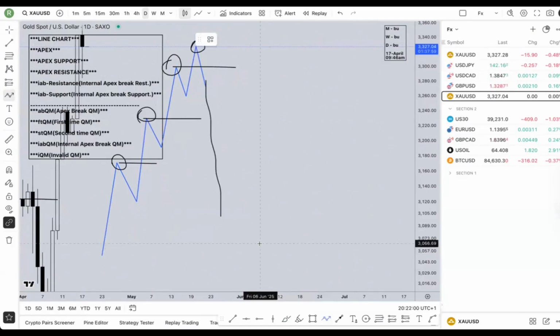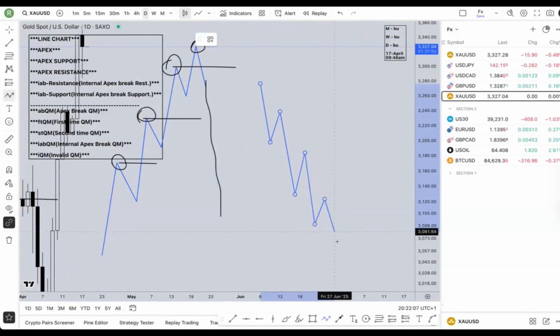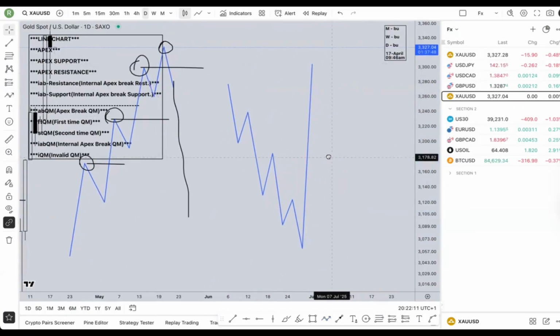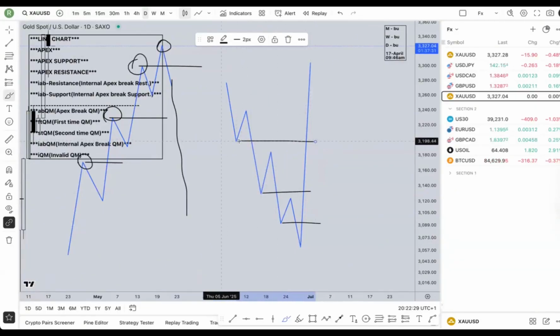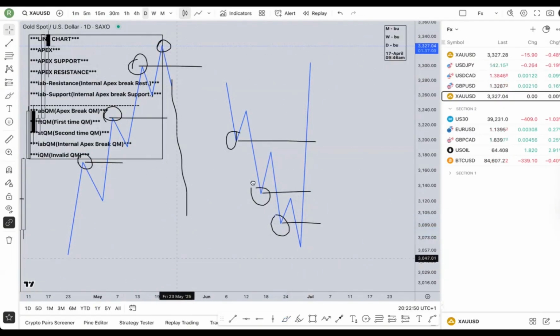The same thing if you have something like this, and this market breaks. Immediately the market breaks, we have different QM. Which are the QM? This one here is our ABQM, that is apex break QM. These are the apex break QM and also FTQM. Why are they called FTQM? Because this is the first time this area is becoming a QM. This is the first time this area is becoming a QM. So they are called FTQM. This one is an FTQM and also ABQM, which is apex break QM. Now, if I want to show you this, let's see it on the chart.